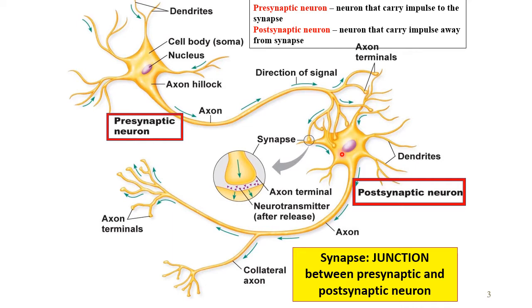As you can see in the diagram here, this is the presynaptic neuron where the impulse travels across the axon until it reaches the axon terminal or the synapse, and the synapse will then transfer the impulse to the postsynaptic neuron.